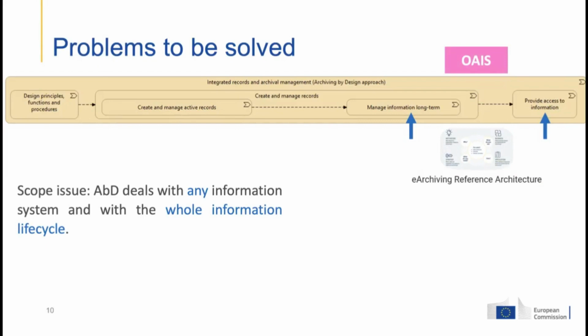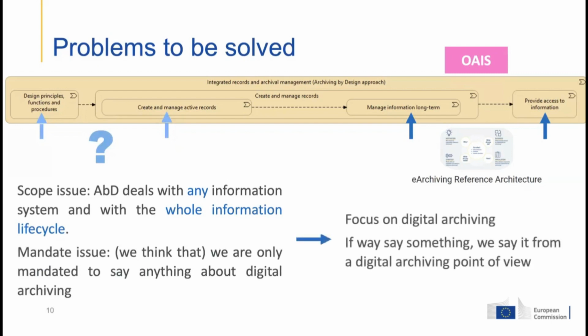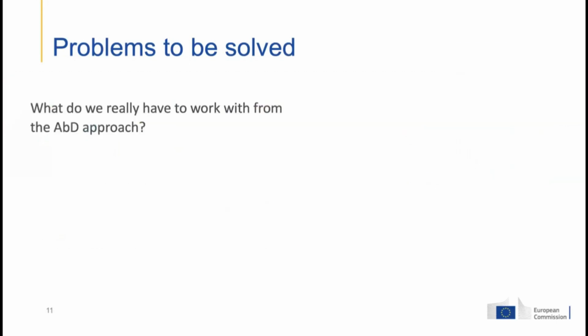But when talking about archiving by design, we have to say something about the design phase and about the active phase of the information life cycle. The second was about our mandate. We think that we are only mandated to say anything about digital archiving, being the e-archiving initiative and the e-archiving reference architecture. So we decided that we will focus on digital archiving. We want to say a lot of things about a lot of things, but if we say something, we say it from a digital archiving point of view.